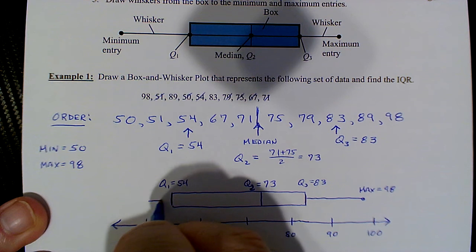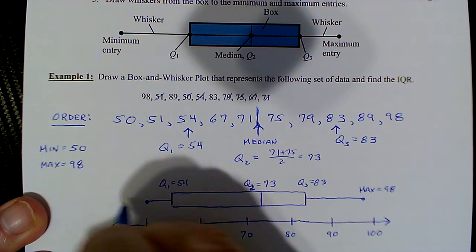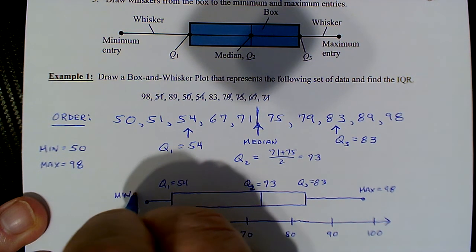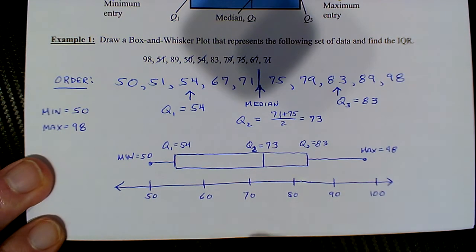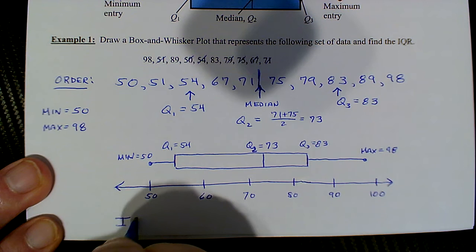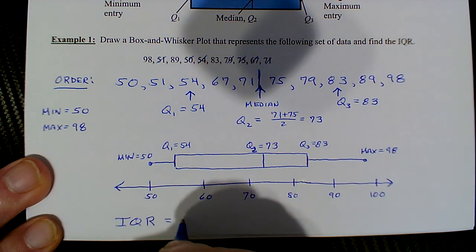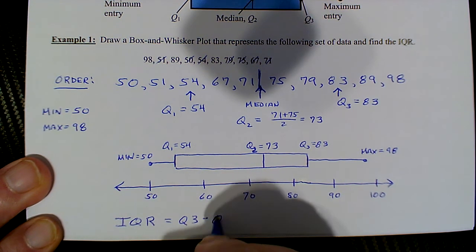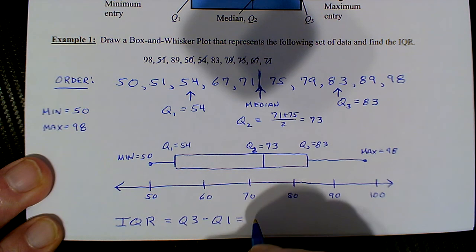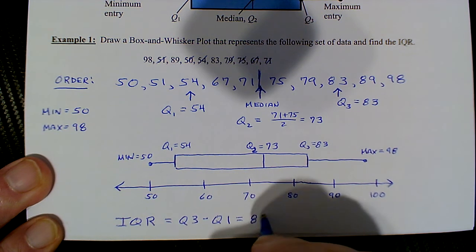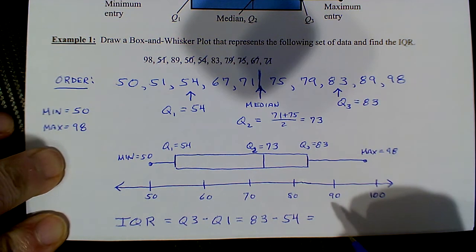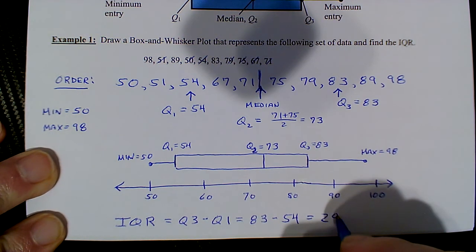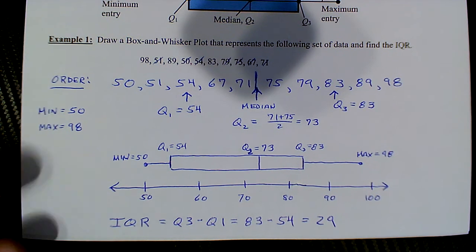And if you wanted to finish it off, if it were asked, the interquartile range, Q3 minus Q1, so 83 minus 54, or 29. Okay, so that's how we construct the box plot.